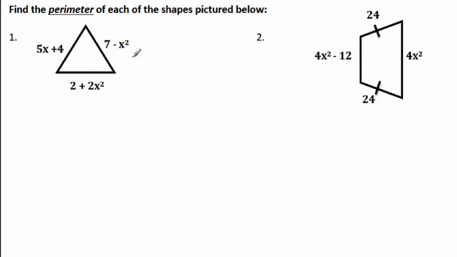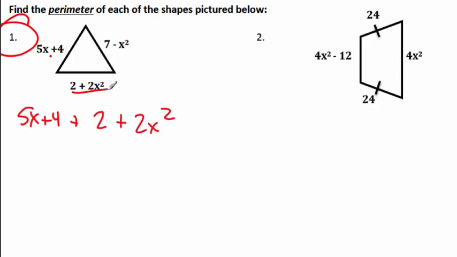Perimeter. Which one should we do? I'll do the triangle. That way you can do the hard one. So the perimeter, you just add up all the sides. So it's 5x plus 4 plus 2 plus 2x squared. That comes from right here. Plus 2 plus 2x squared plus 7 minus x squared.